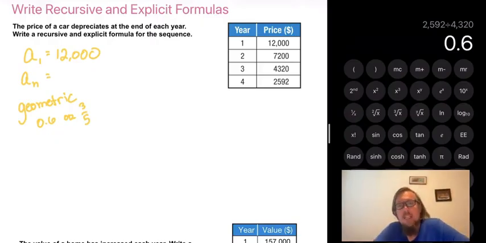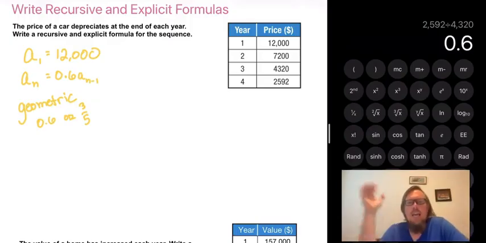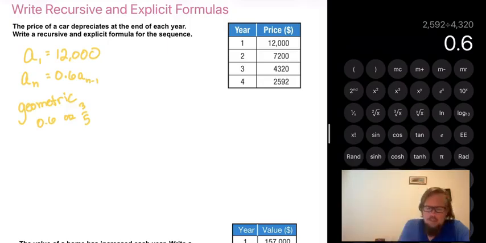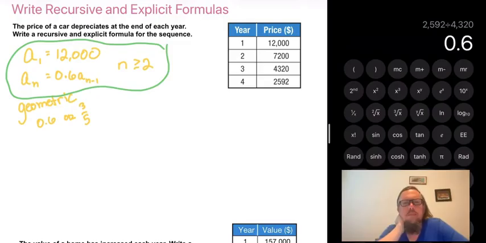So a sub n is going to be a multiplication. It's going to be 0.6 times the previous term, which is a sub n minus 1. And then to write a complete recursive formula, we have to include that it's used when n is greater than or equal to 2. And so this right here is the recursive formula.